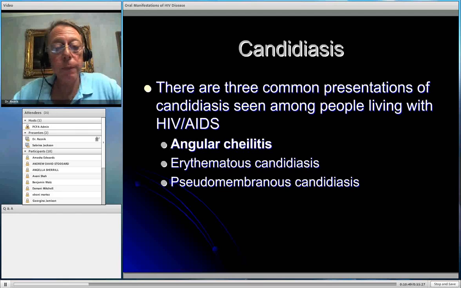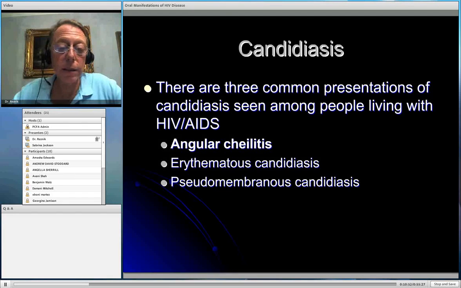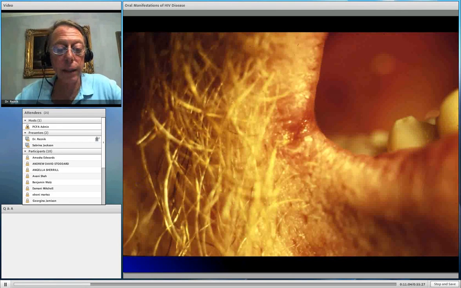So there are three common presentations of candidiasis that we see among people living with HIV and AIDS. Again, none of these are diagnostic of HIV disease. None are only seen in this condition, but we do see them quite frequently. The first is angular cheilitis. It presents as a cracking or a fissuring at the corners of the mouth.